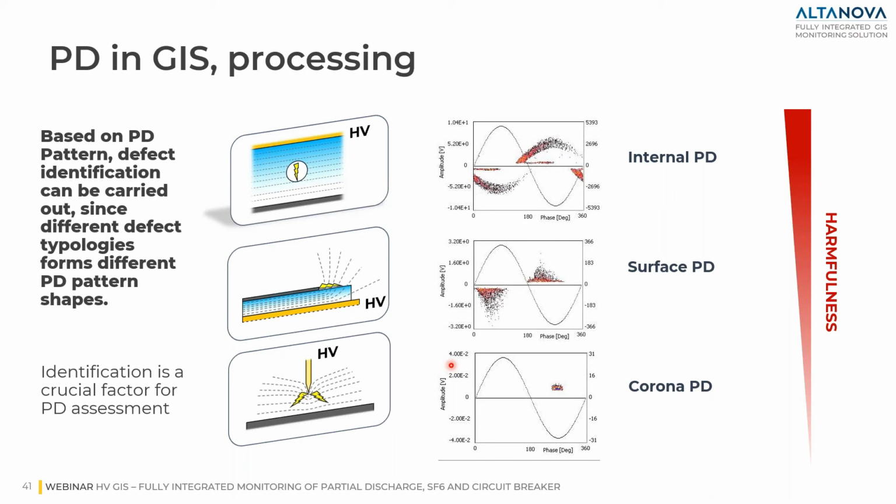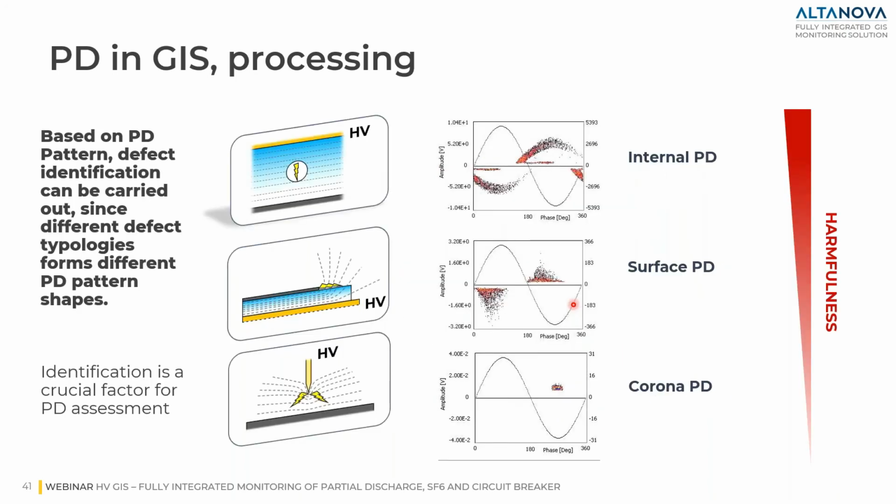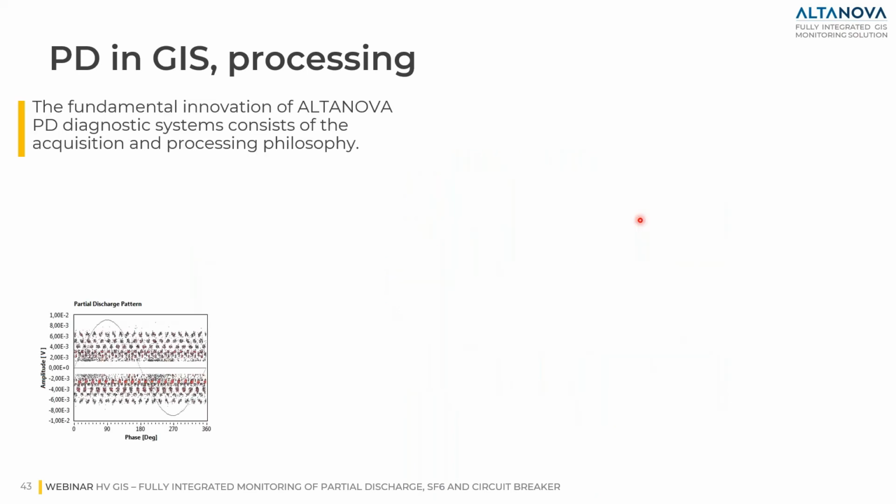In general, we have to consider that normally internal PD are more dangerous than surface PD. Here, the second category, and again, surface PD are less dangerous than corona discharge. However, when we move from this ideal case or the theory and move from labs to real cases, diagnosis is normally not possible with standard devices. As you can see here on the graph, a high level of background noise in online monitoring can heavily affect the results, and apparently only noise is visible.